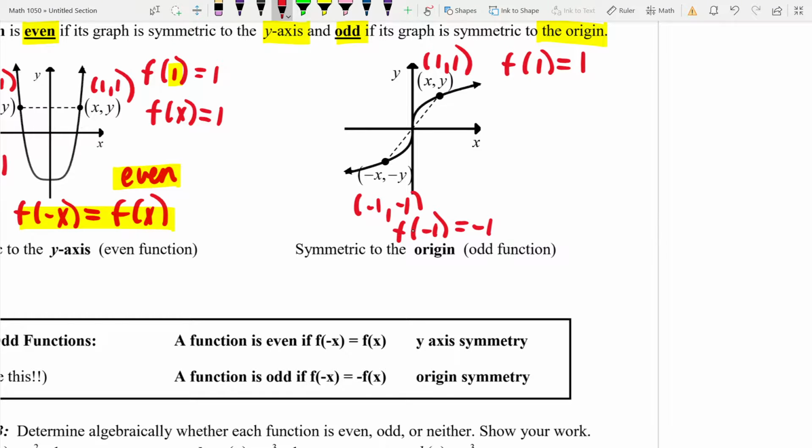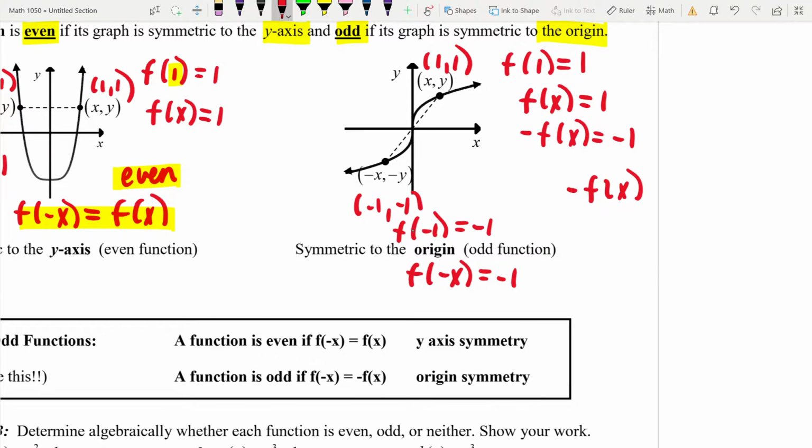I'm going to let x be a 1. So that would be f of x equals 1. This right here would be f of negative x equals negative 1. Okay, now they're not the same. In order to make this a negative 1, I'd have to multiply the right and the left by a negative. So that would mean negative f of x would be negative 1. So if it's odd, then negative f of x is equal to f of negative x.